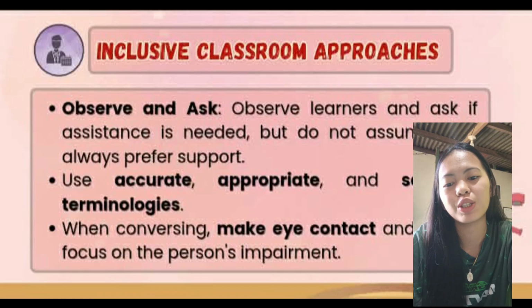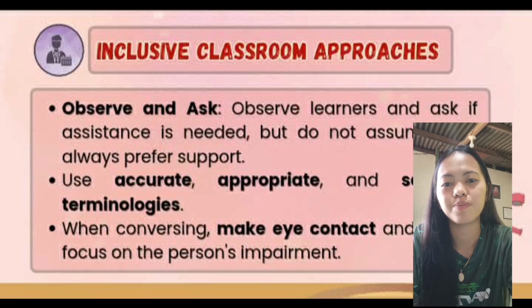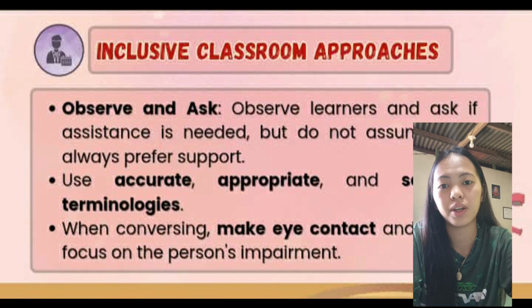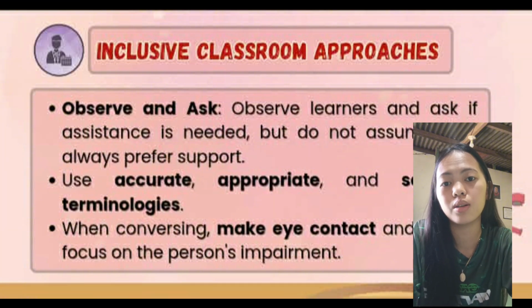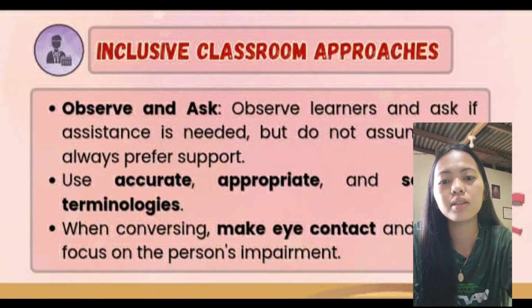So let's move forward to the inclusive classroom approach. So, the teacher must first observe and ask the students with disability, including those without disability also. So the teacher must observe and ask. So teachers should observe learners to identify when they need assistance, but must always ask if their support is desired before intervening. So this also respects the learners and their autonomy and avoids the assumption that they always prefer and need help. So as the teacher we need to be mindful, observe and ask.